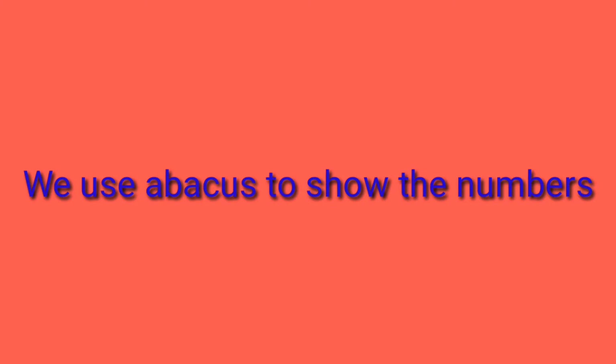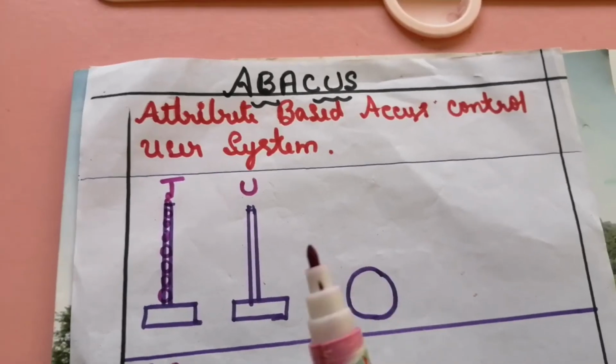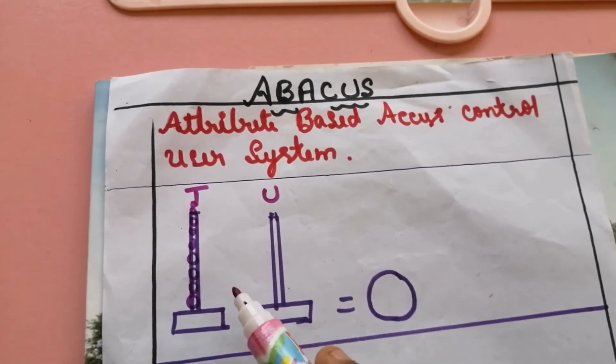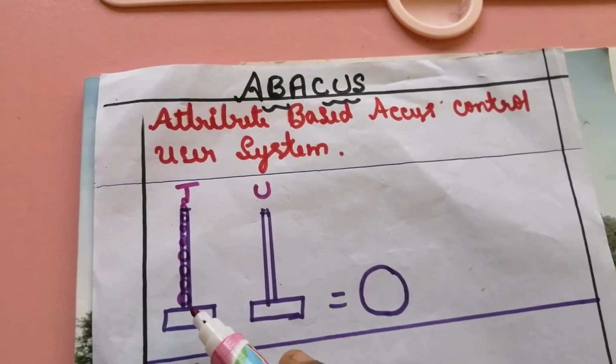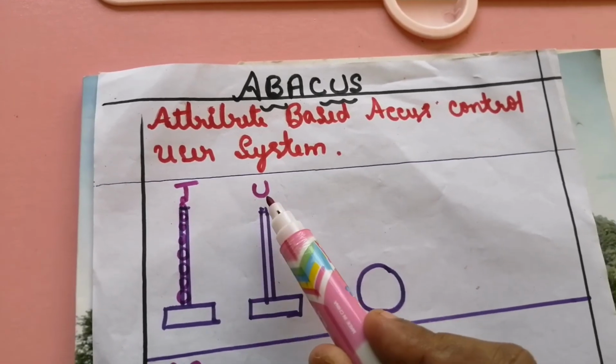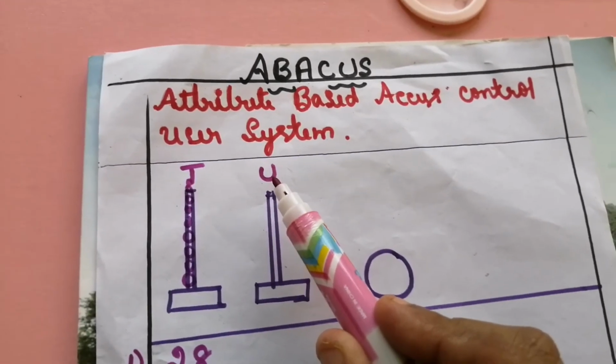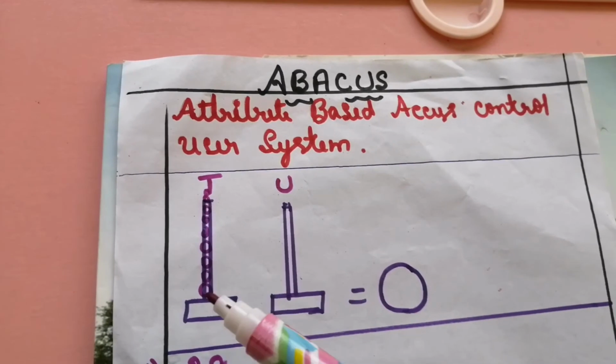An abacus has beads that slide on rods. It can be used to count, add, subtract, multiply, and more. We use abacus to show the numbers. Students, here the abacus has two vertical rods and one rod is for tens and one for units or ones. In each rod we can put 9 beads.